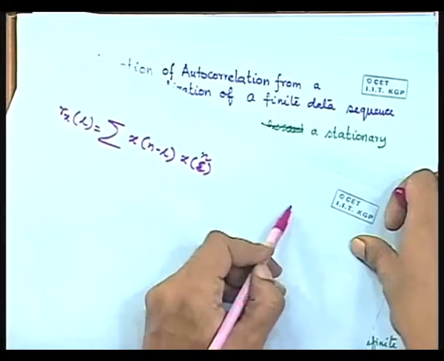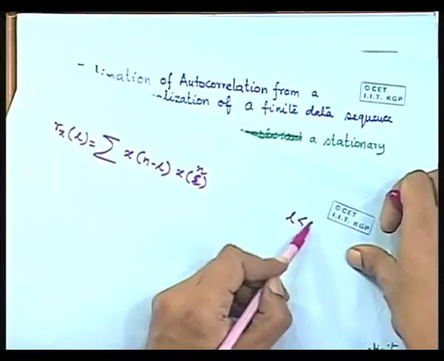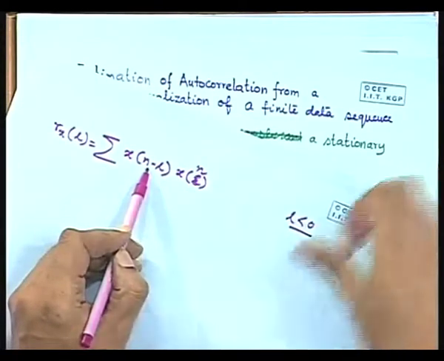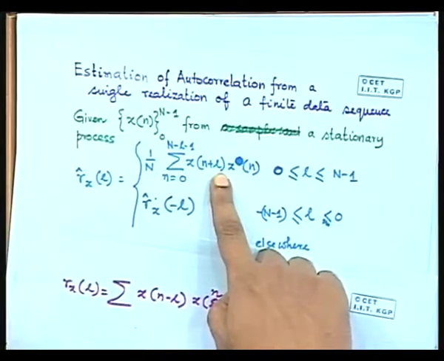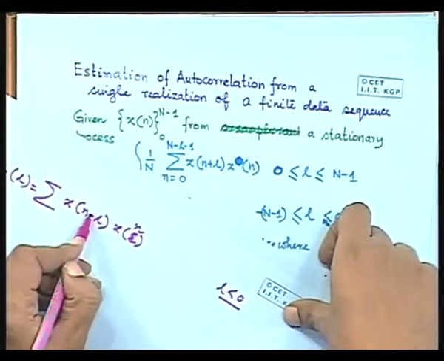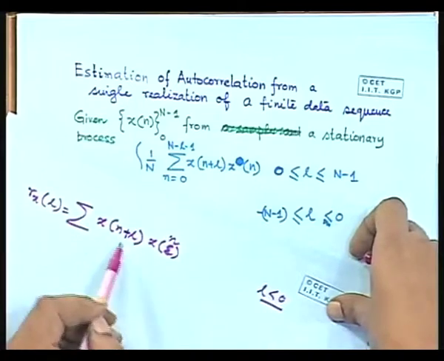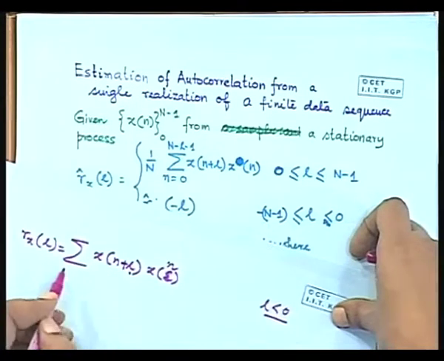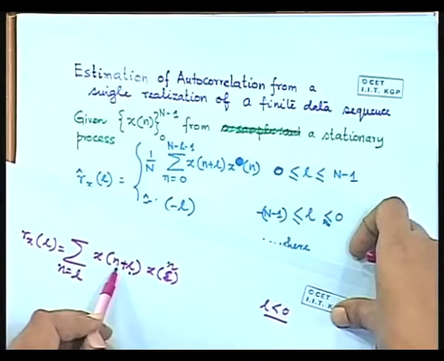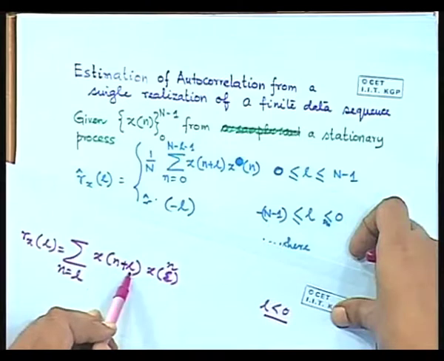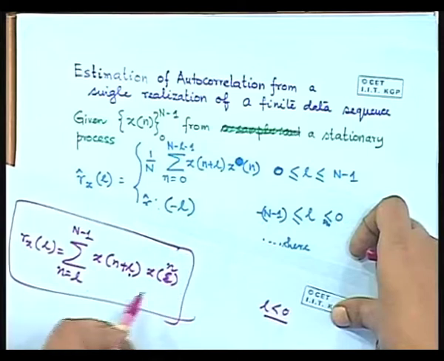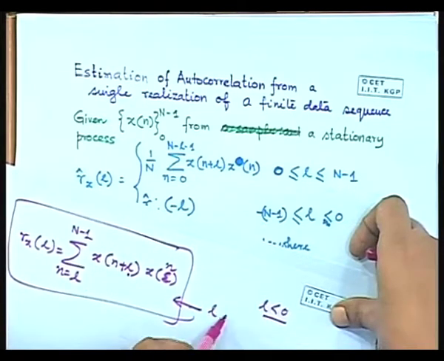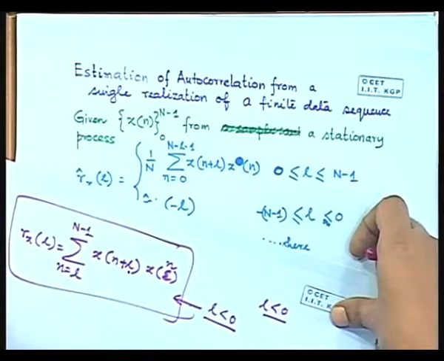So l is less than 0. Now this is how Rx[l] is defined, but for l negative. L negative means that n must start from l. Otherwise, if you start n from 0, for l negative it will go to x[n minus l], which is beyond the range, and that value is not there. So you could have defined it from l to N minus 1, and this you could have defined as Rx[l] for l negative, right? But you are not defining that.